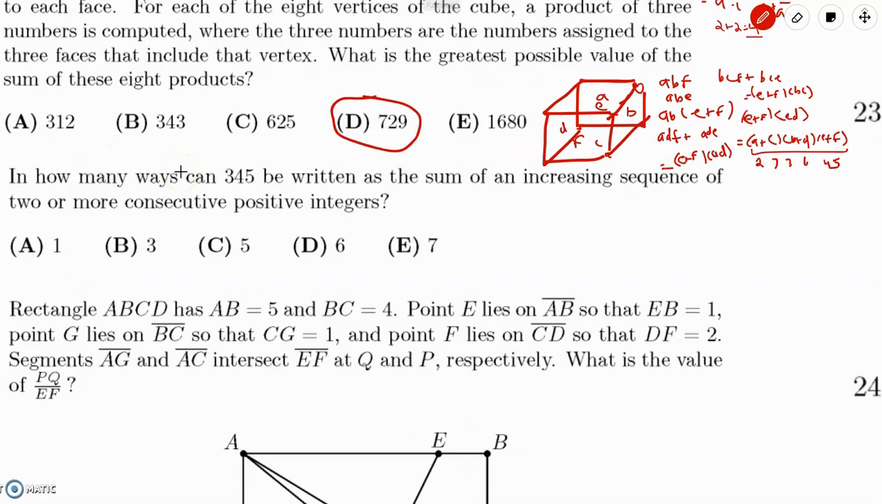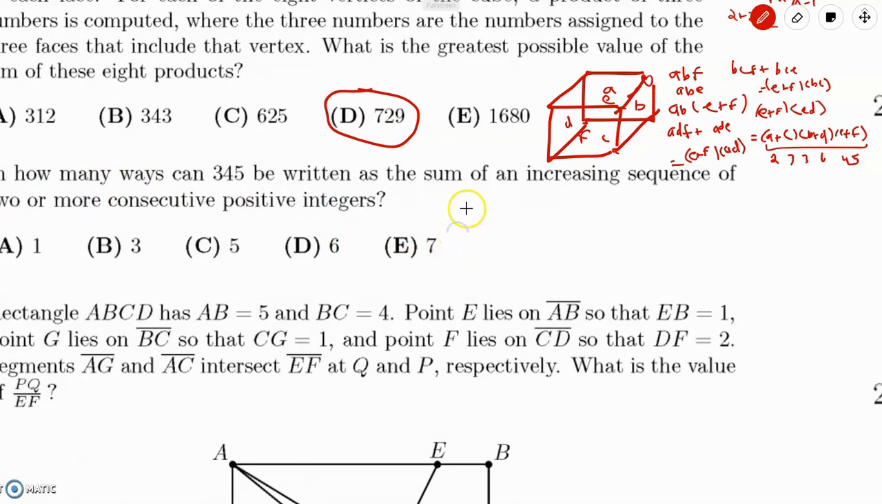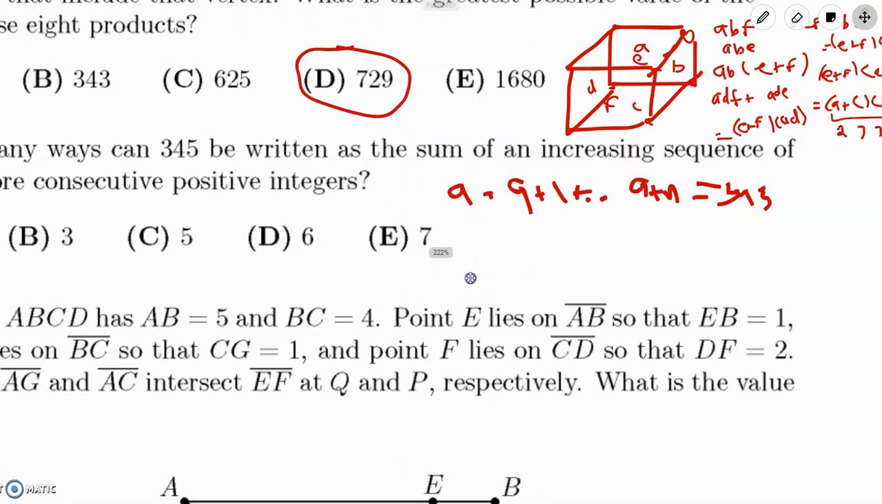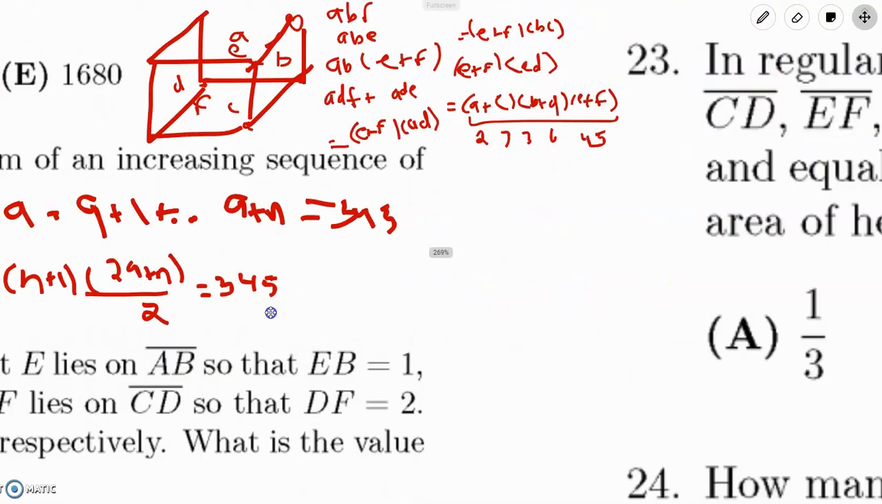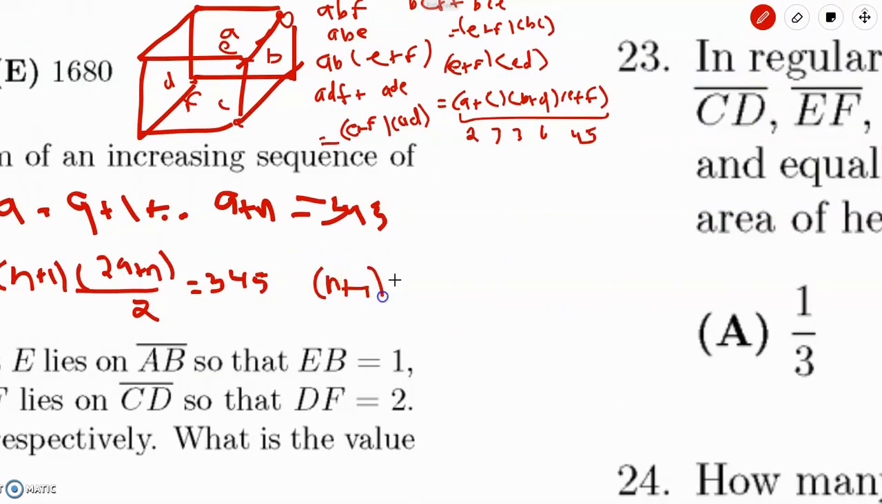So number 18. In how many ways can 345 be written as the sum of an increasing sequence of 2 or more consecutive positive integers? So essentially we have to have a plus 1 all the way till a plus n, for some n, equal to 345, and there are n plus 1 terms in this sum, and the average is equal to 2a plus n plus 2 over 2. And then rearranging this, we get that n plus 1 times 2a plus n is equal to 690.